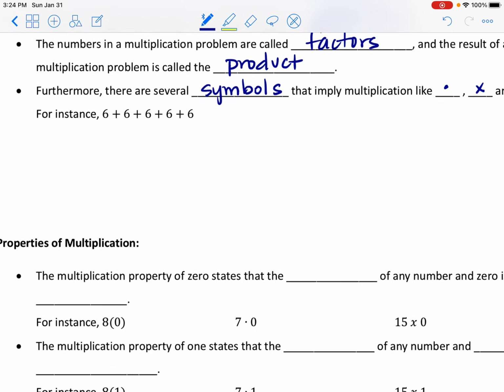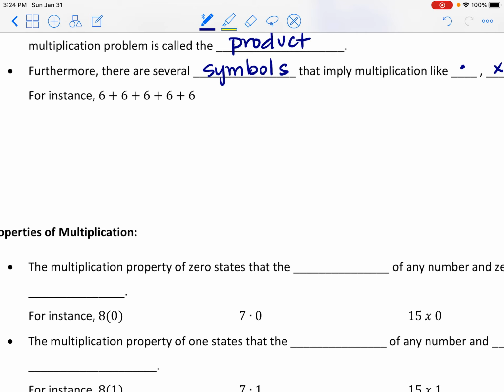Now, what do I mean by repeated addition? For example, if we said 6 plus 6 plus 6 plus 6 plus 6, if we wanted to add 6, we have 5 of them there. The notation for multiplication is the shortcut of this. Instead of adding 6 5 times and saying the result is going to be 30, we could say 6 is being added to itself 5 times. There are 5 6s there, so we could say 6 times 5 would equal 30.